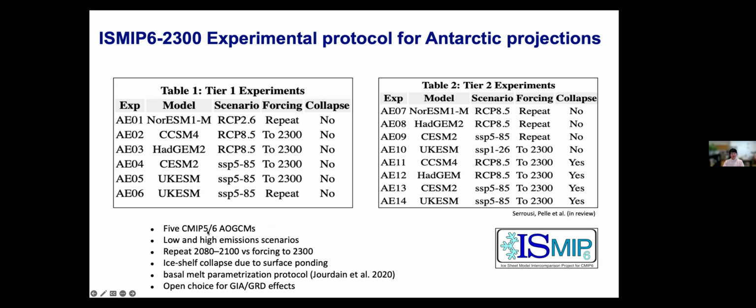Largely, there are five or six selected CMIP5 and CMIP6 GCM models, and those are all represented here. And there are low emission scenarios and high emission scenarios: RCP 2.6, and RCP 8.5 is high end, and the SSP5-8.5 scenario was also a different type of high end scenario. And there is a semi-open selection for the basal melt parameterization protocol suggested by Jourdain et al. And this round, there was a fully open choice for GIA and GRD effects, so people could choose not to include any form of bedrock deformation or any type of GRD.